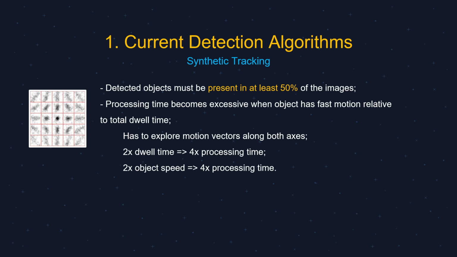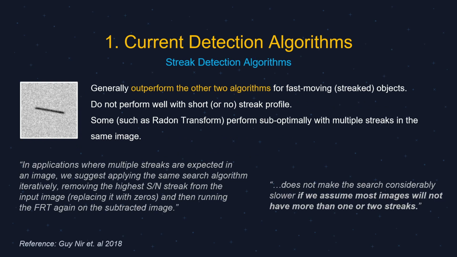So that's synthetic tracking. Next we have algorithms that are tailored specifically towards the detection of streaked objects. And as you might expect, these will generally outperform the other two in this category, but they may not perform very well if the object has short or no streak profile. Now, some of them, such as radon transform, will also perform suboptimally if there are multiple streaks in the same image. So I have a couple of quotes here.